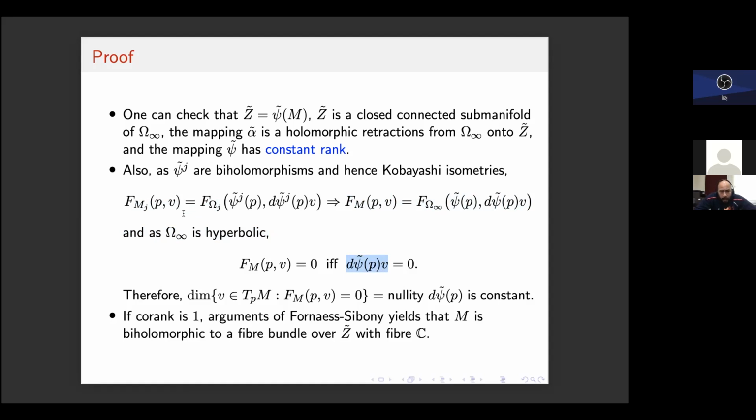Then once you assume that the corank is actually 1, the rest of the argument, as I said, is the same as Fornaess and Sibony. They are quite involved, so let me not go into the detail of that. But this takes care of the non-hyperbolic case also.